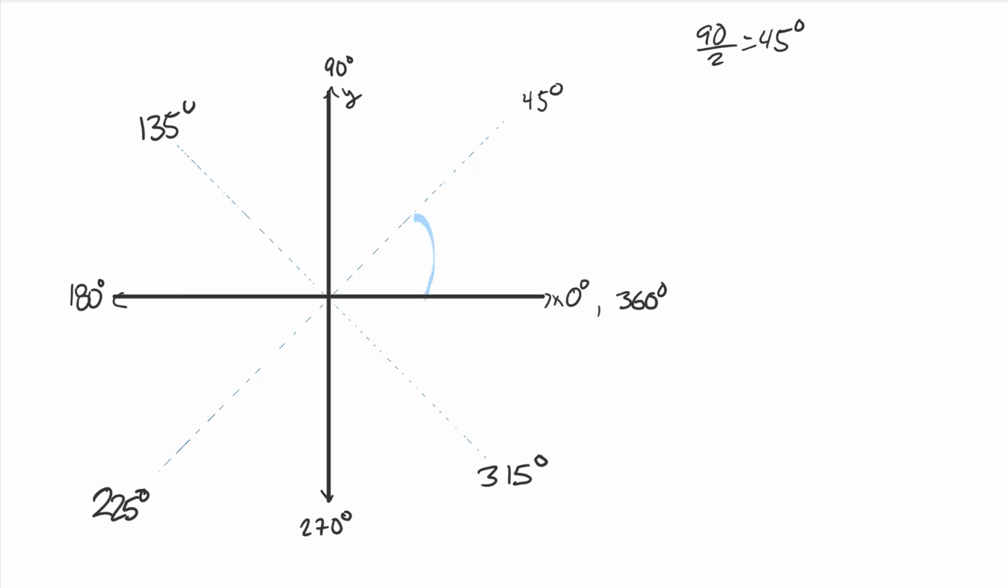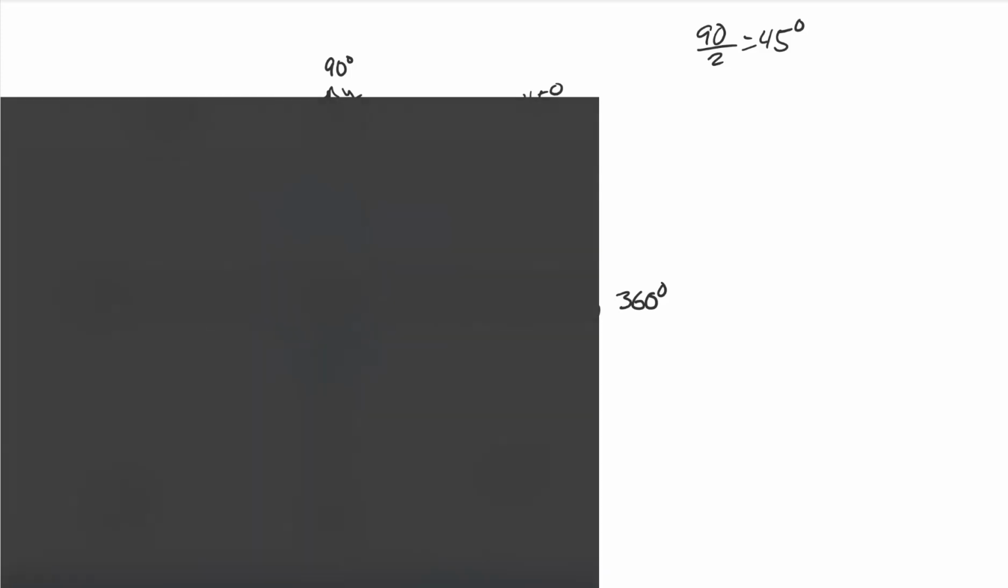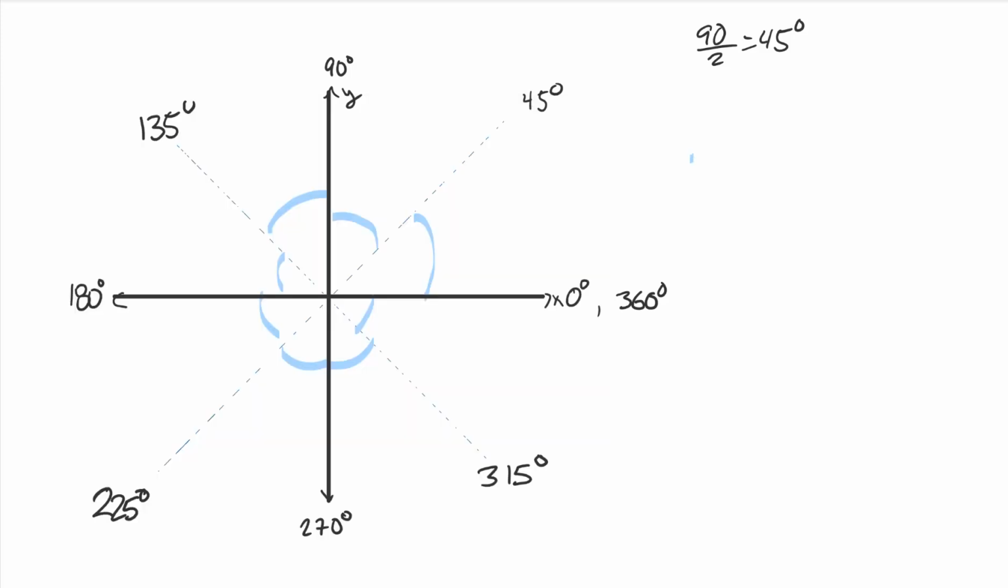So this angle's a 45, this angle's a 45, this angle's a 45, and so on. Looks like we can break this up into 8 pieces, like 8 times 45.